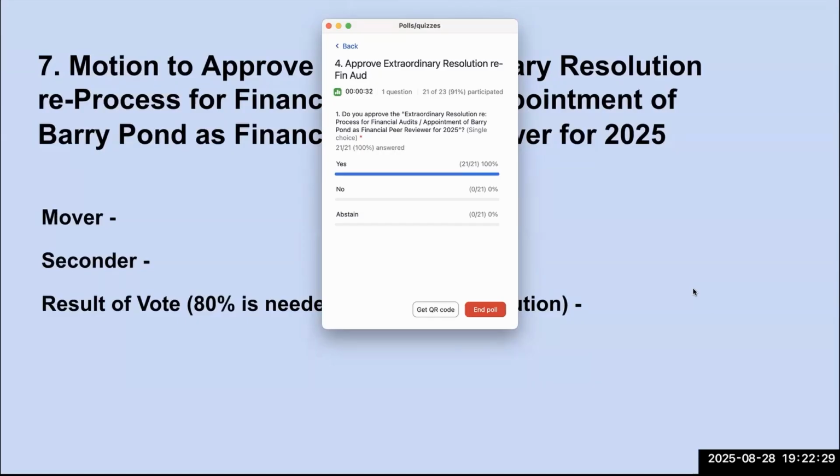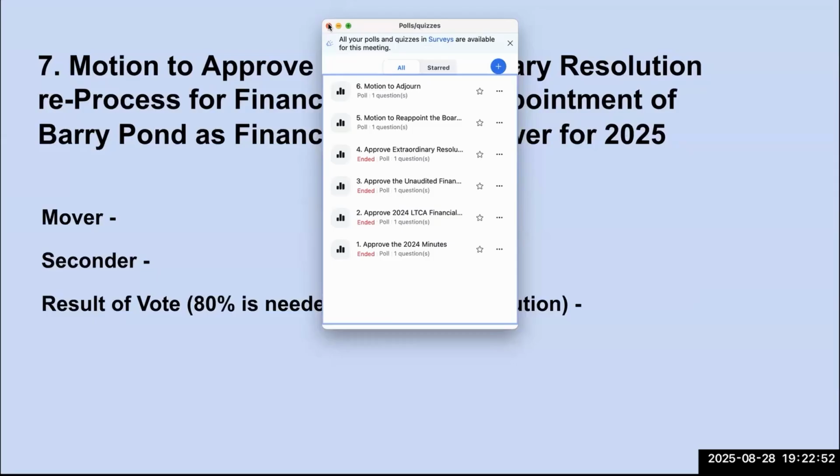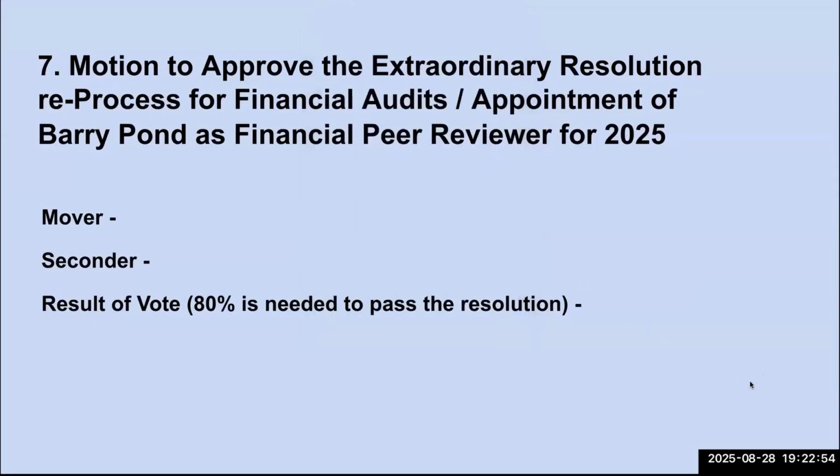And I want to thank Barry Pond again for coming forward when we were needing that requirement to be fulfilled, and he did that very capably, but Barry may be replaced, joyfully on his part, but it's very good to have done that for us. The results: that was approved. 21 of 21 voted yes. Excellent, thank you.